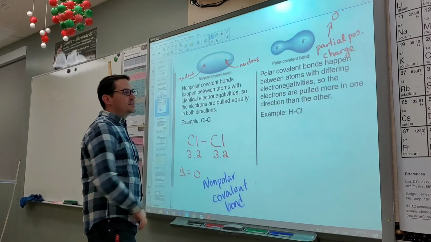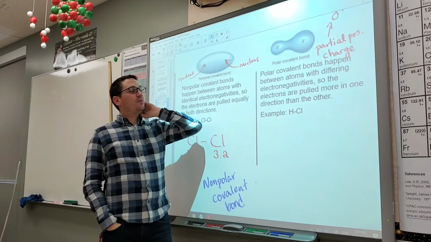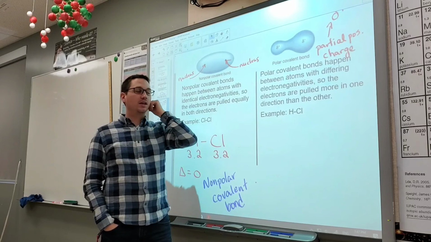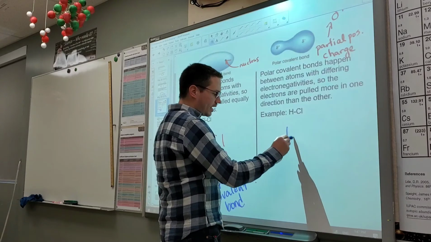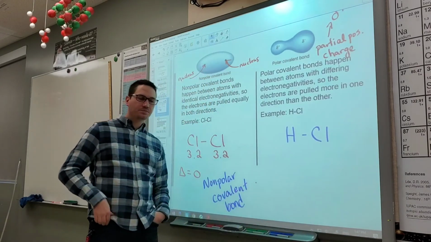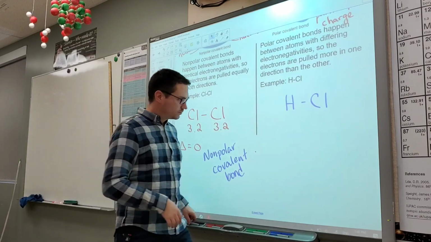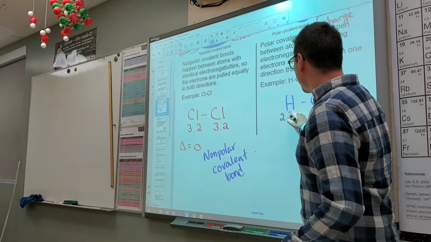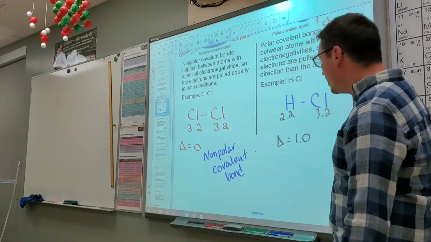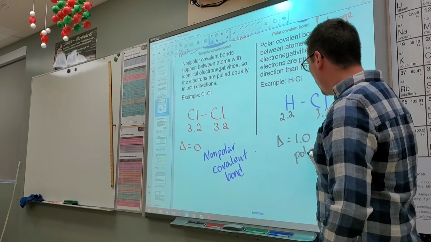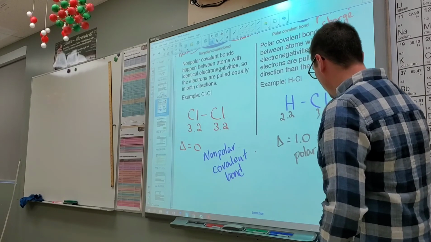Okay, let's take a look at an example. This is a polar covalent bond. Polar covalent bonds happen between atoms with different electronegativities. So the electrons are pulled more to one side than they are the other. Let's take a look at HCl. What are the electronegativities of H and Cl? 2.2 and 3.2. So what's the delta? 1.0. So this is what we call a polar covalent bond.